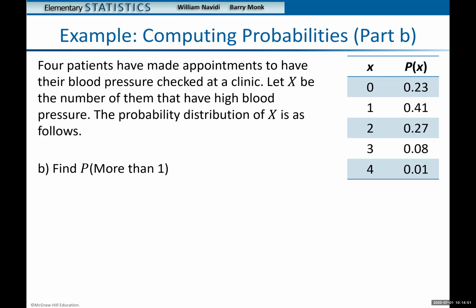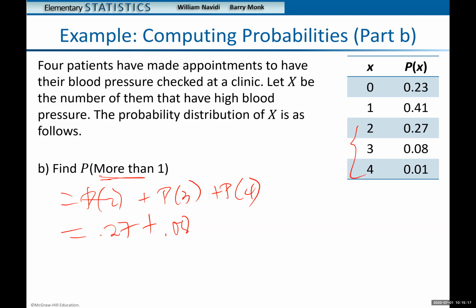More than 1? So 2, 3, or 4? Meaning probability of 2 plus probability of 3 plus probability of 4. So when you add all those 3, it's 0.27 plus 0.08 plus 0.01, which is 0.36.